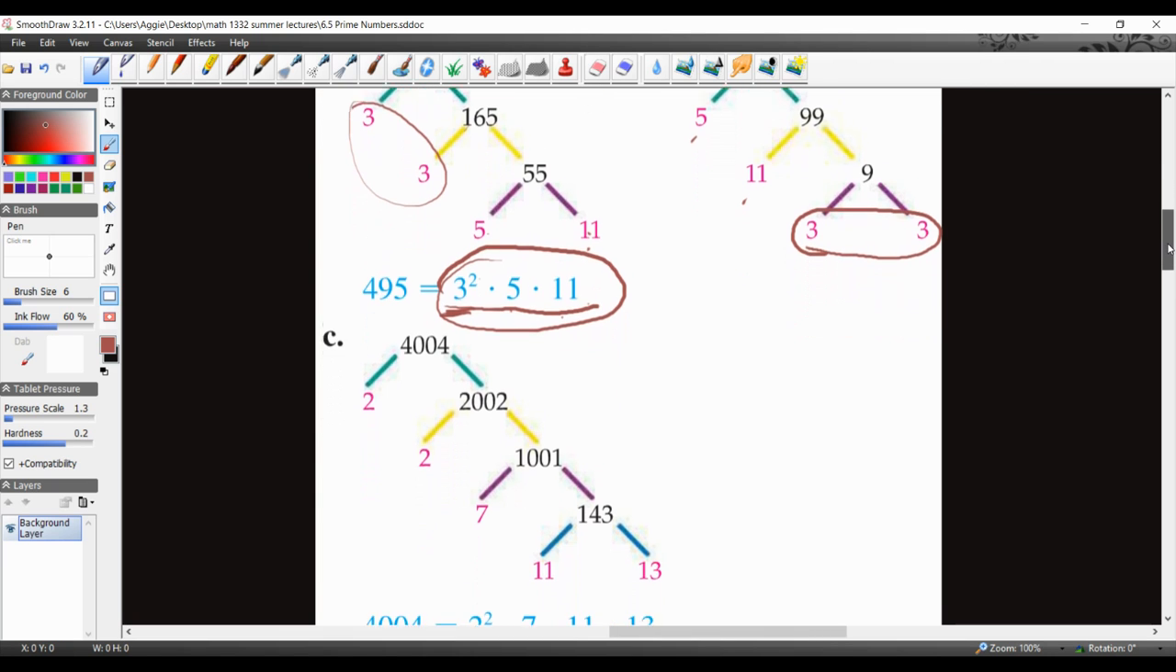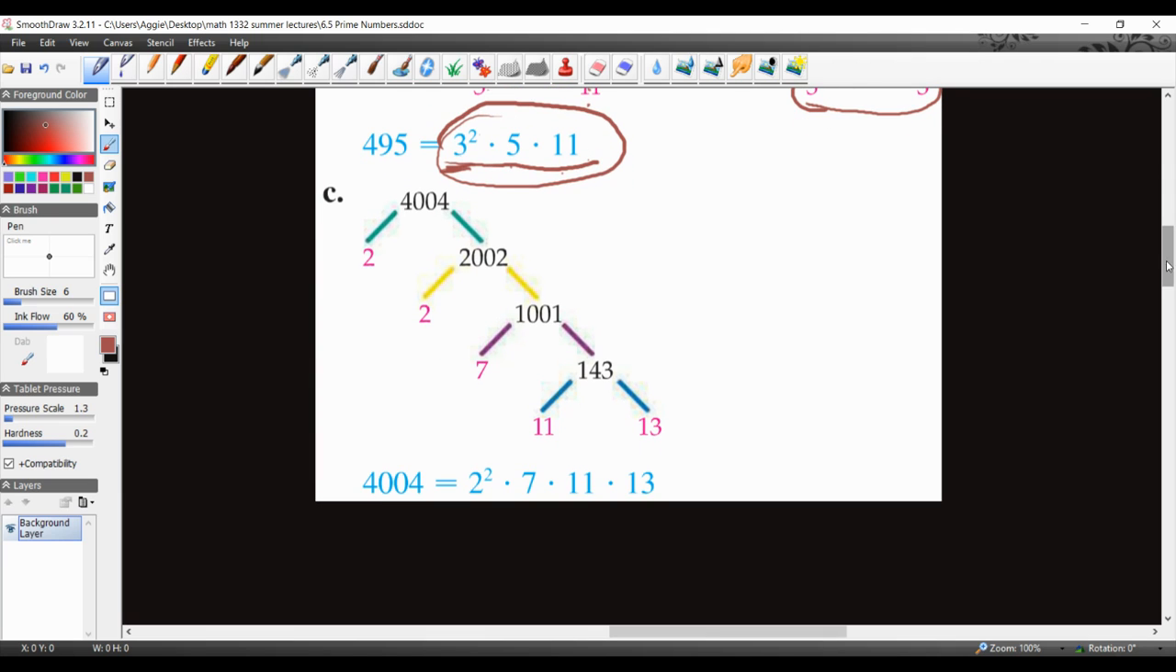Okay. Here's another example. I'm not going to really go over it too much, but here's another example with 4004. So you can see they broke it down all the way down to its roots. It has two twos. That's where that 2 squared came from. 7, 11, 13 are the other ones. And that's it. Okay. You know that you are done when you can't break these down anymore.